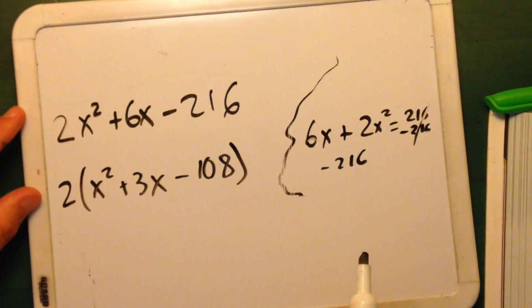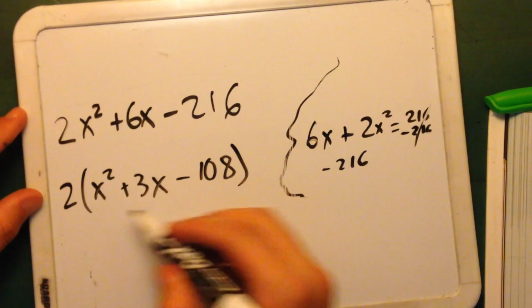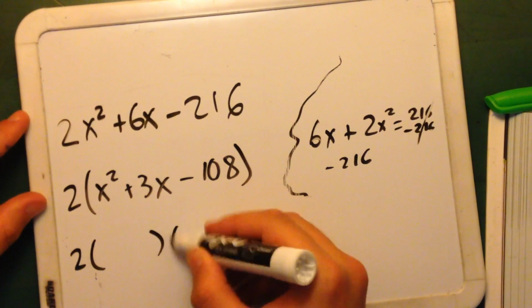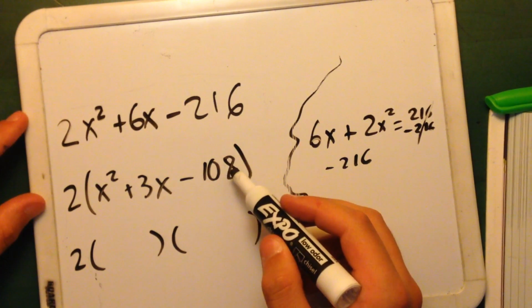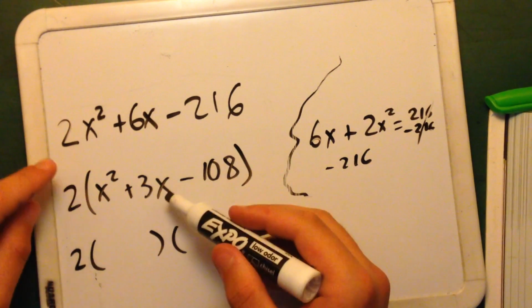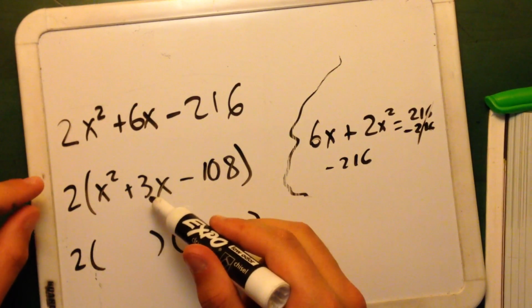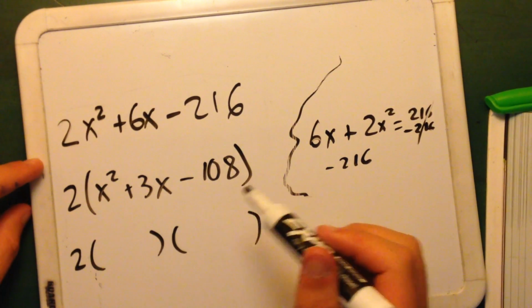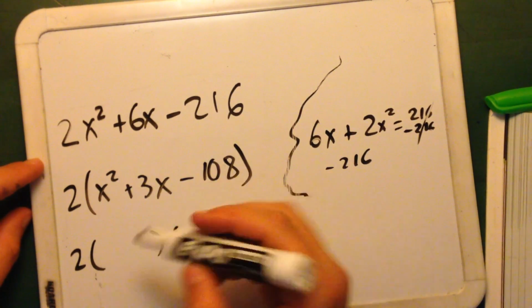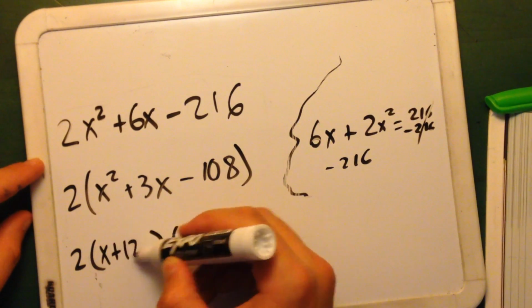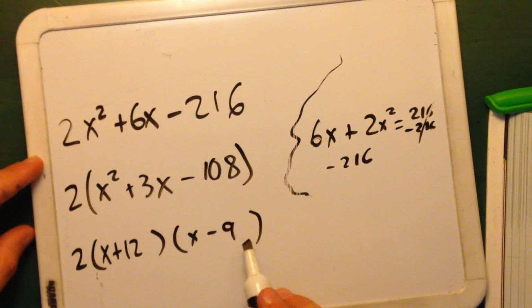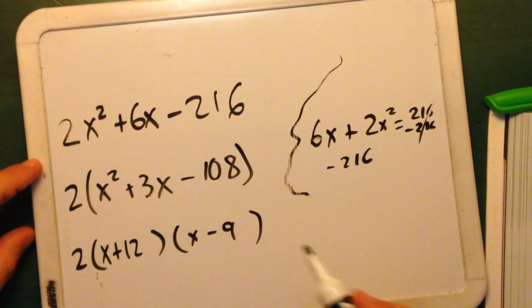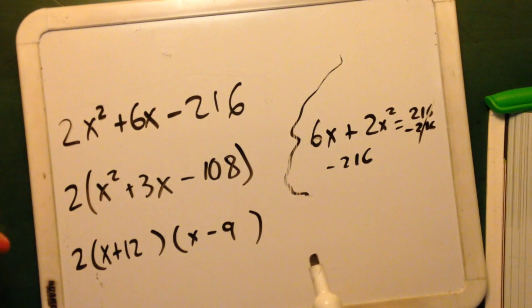And we can factor this, so it's going to be 2, and what two numbers multiply to negative 108, but when you add them you get 3? That's going to be 9 and 12, so that's going to be x plus 12 and x minus 9, because 12 minus 9 is 3, and 12 times negative 9 is negative 108. And that's how you factor it.